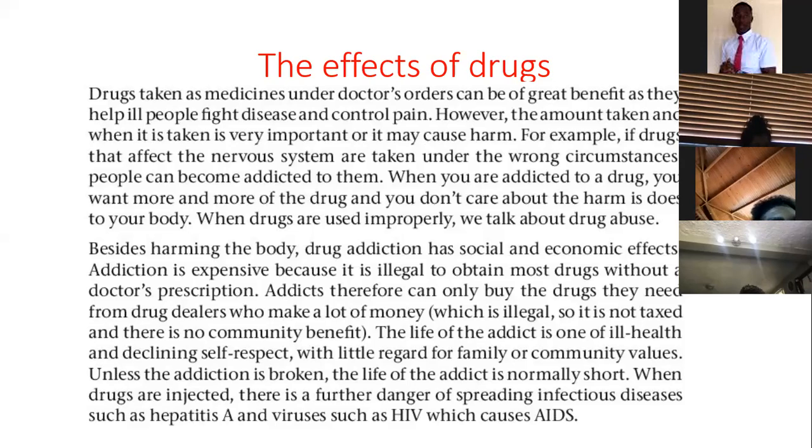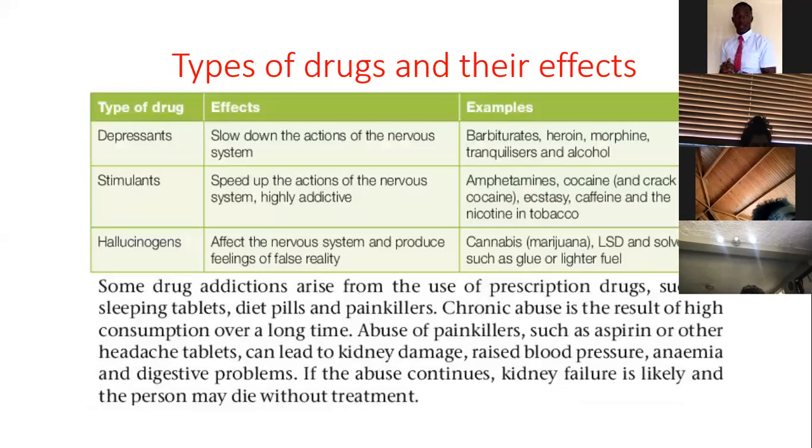The government side will also be affected. So we talk about the economic effects, and your friends, community, family. That's what we talk about now, the social effects of drug abuse. Now, let's move on to the types of drugs and their effects. The types of drugs we have are depressants, stimulants, and hallucinogens. Now, I'm going to explain the effects and the examples of these.